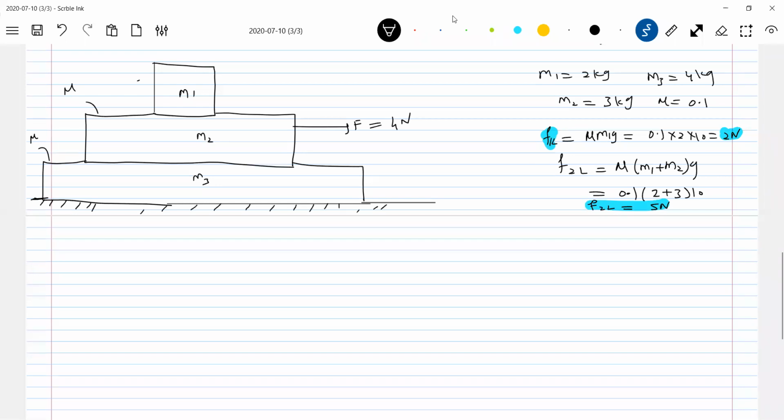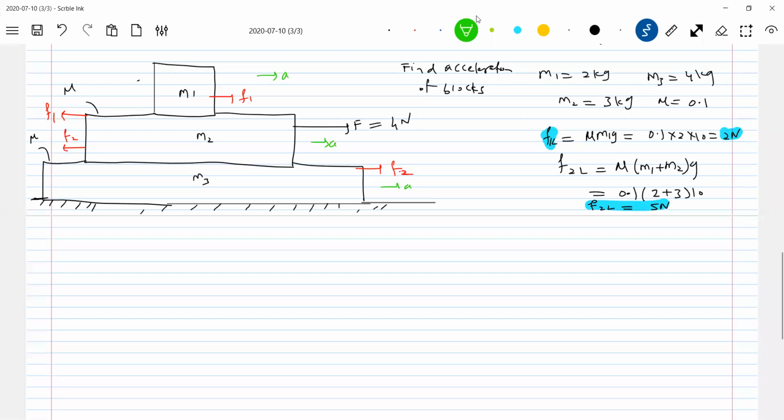So what is the question? Find the acceleration of blocks. How to get the direction of friction? The friction here will be, we'll assume F1, here will be F1. This will be F2, this will be F2. Okay, fine. So now let's assume that no slipping occurs at all surfaces. That's one assumption I'll make.